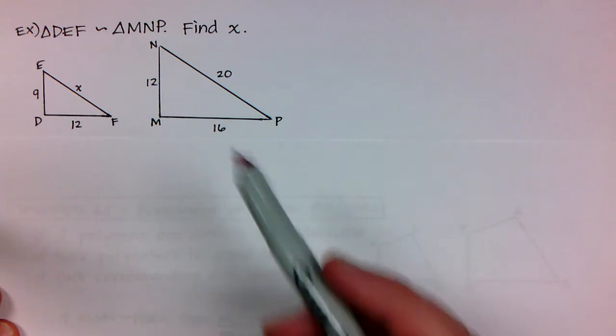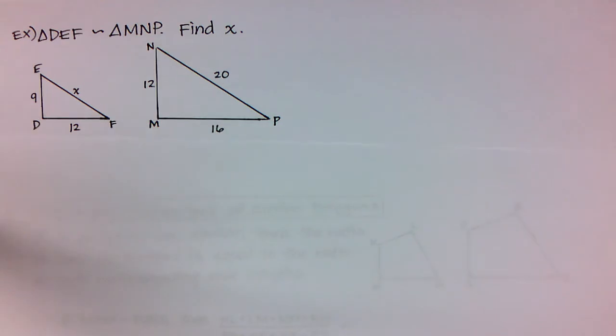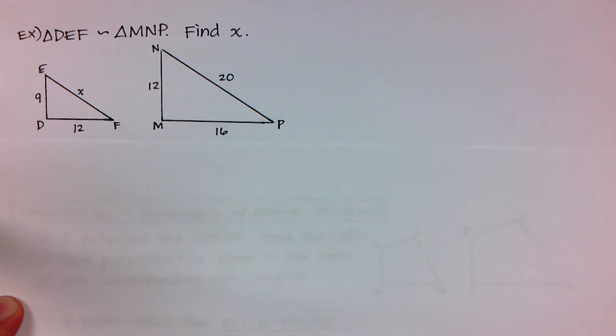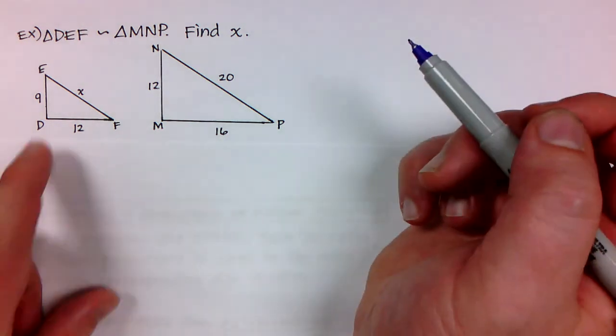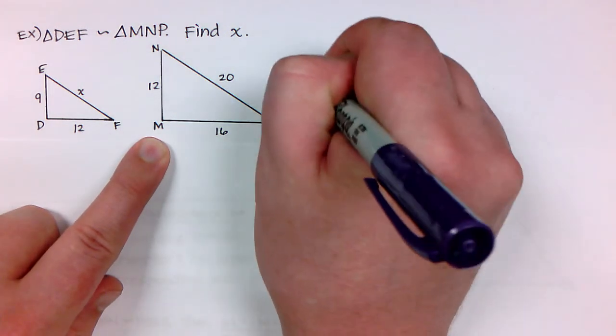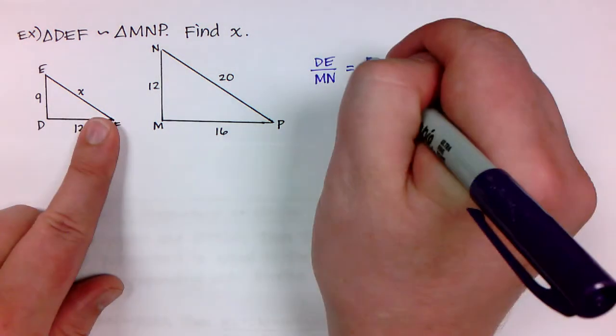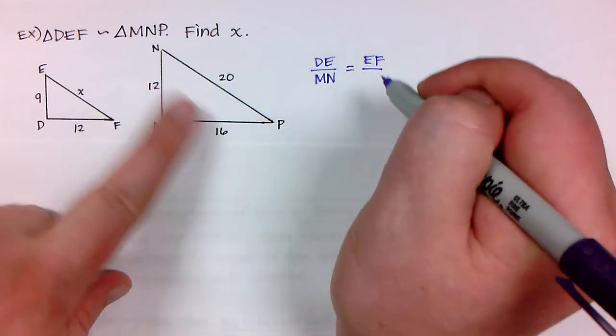This time it says that triangle DEF is similar to triangle MNP. Okay? So what it wants you to do is to find a missing element. In this case, it's the element X, one of the sides. So the way that we're going to do this is write out those proportional statements to figure out the missing side. So what I can do is compare DE to MN, which should be equal to EF compared to NP.